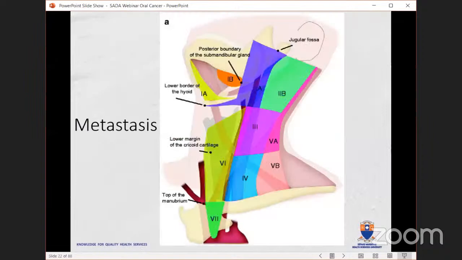Let's look at metastases now. When considering neck metastases, the Committee for Head and Neck Surgery and Oncology of the American Academy of Otolaryngology classified the neck into 6 anatomical levels with 8 groups of lymph nodes.